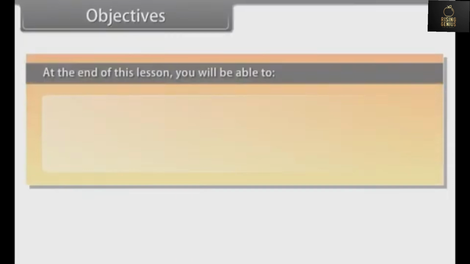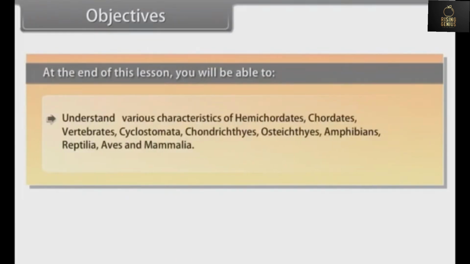Objectives. At the end of this lesson, you will be able to understand various characteristics of hemichordates, chordates, vertebrates, cyclostomata, chondrichthyes, osteichthyes, amphibians, reptilia, aves and mammalia.